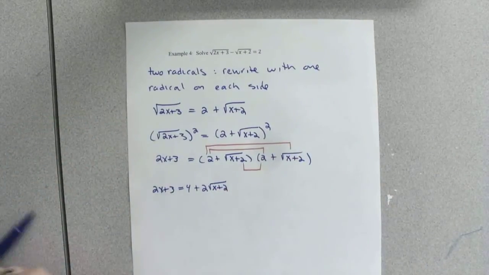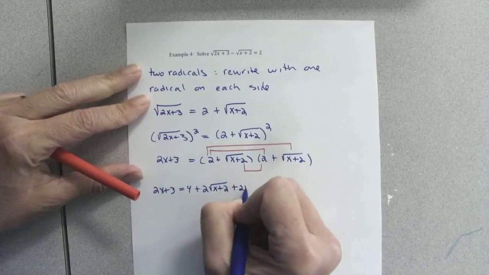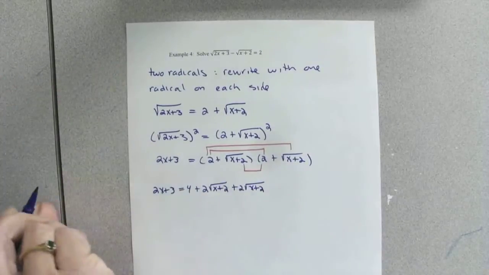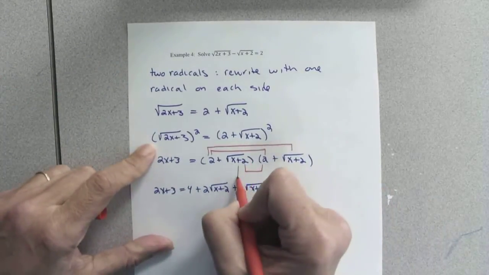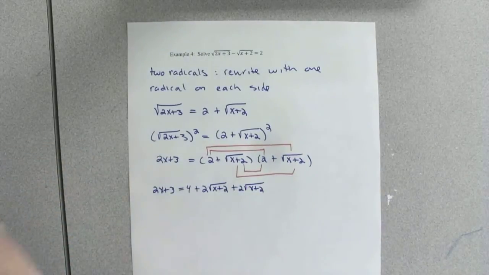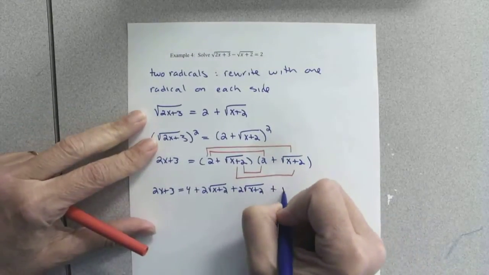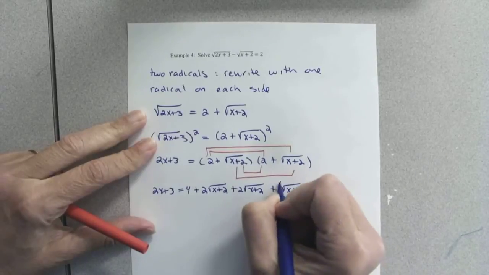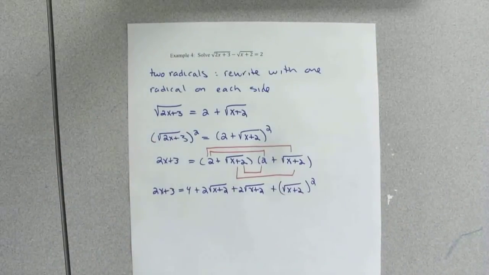Same thing here. Not much you can do except write them side by side. And then we'll be really technically perfect here. I've got the square root of x plus 2, quantity squared. And we'll simplify it on the next one.